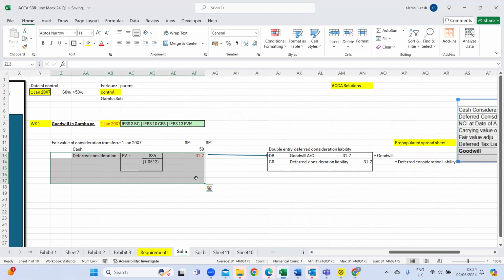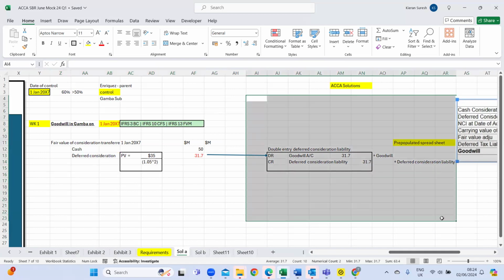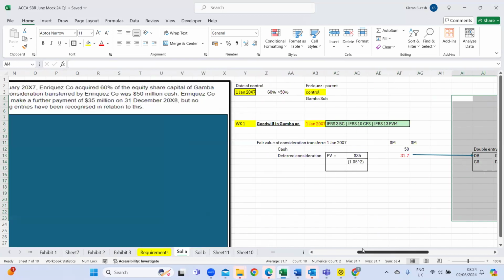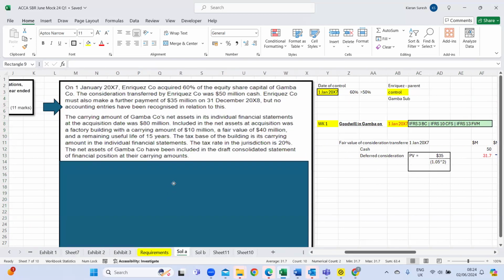The unwinding discount of 1 year needs to be reversed now. You need to know the double entry for that unwinding discount. I think we have done past papers on this, or similar, right? I'm trying to prepare you for activity 3 at the same time, I mean the pre-populated spreadsheet. So that is done. Moving on to the next paragraph.